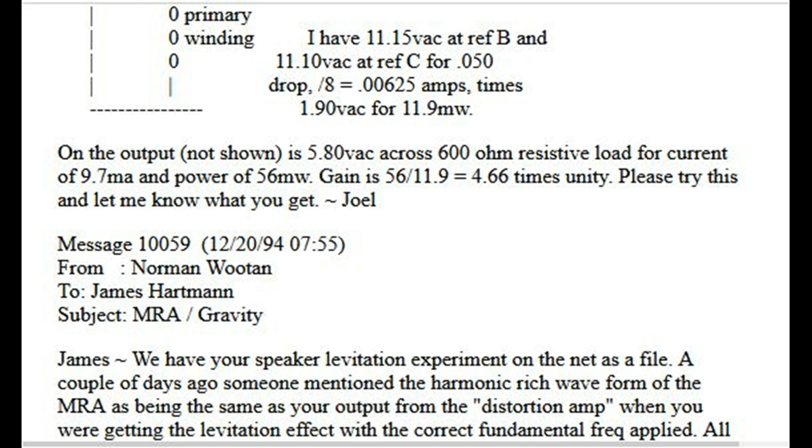Please try this and let me know what you get. Joel. Message 10059, December 20th, 94, 7:55. From Norman Wooten. To James Hartman. Subject, MRA/gravity. James, we have your speaker levitation experiment on the net as a file.